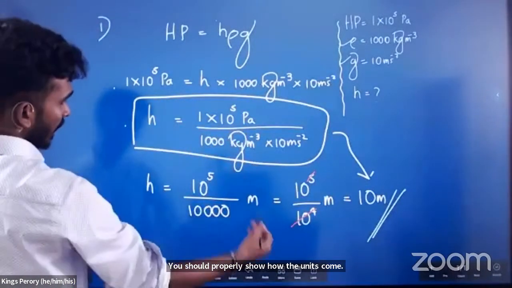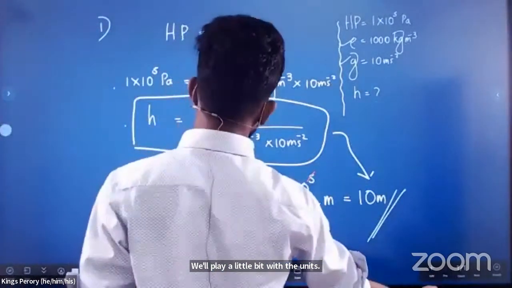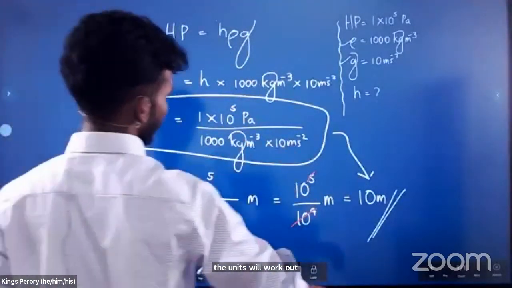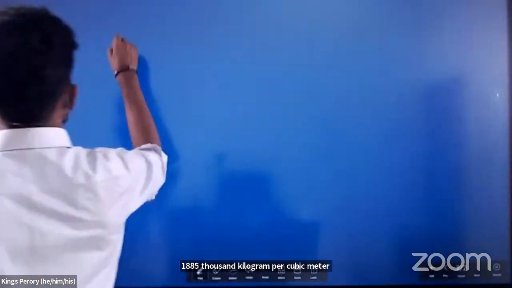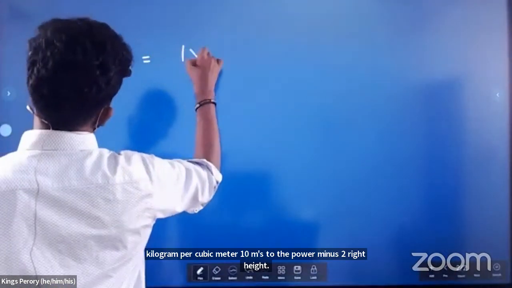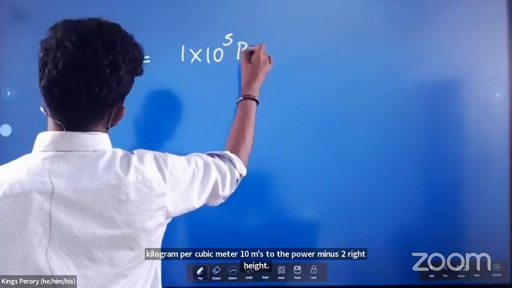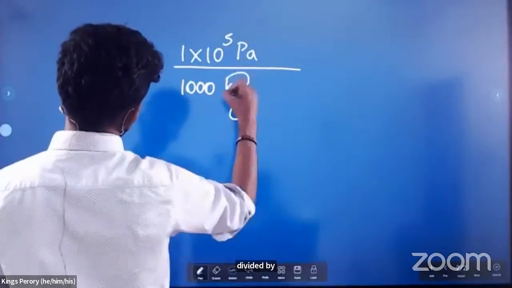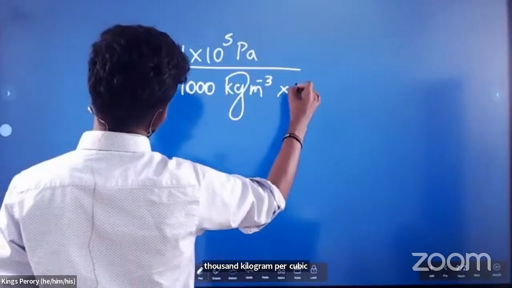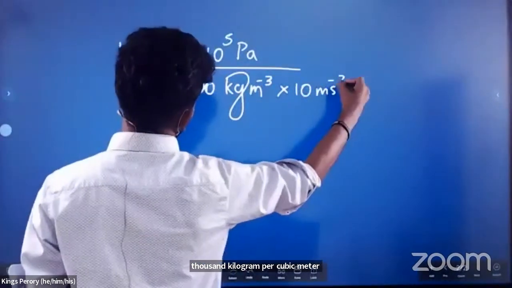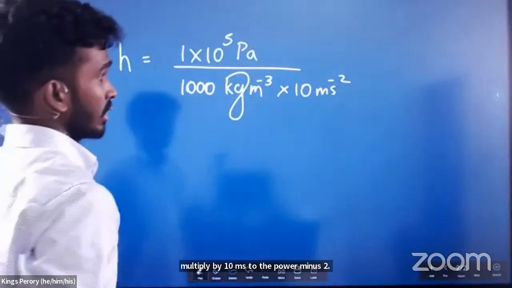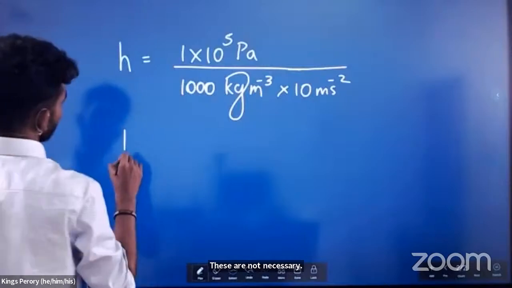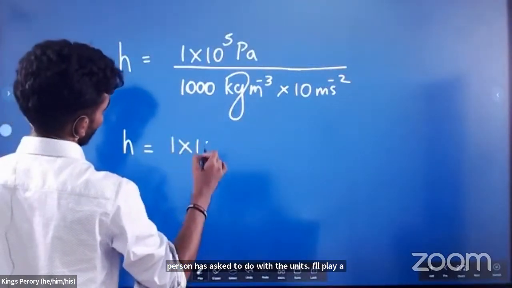Now from here I ignore the units, and when we do not ignore the units it will work out. H is equal to 1 into 10 to the power 5 Pascal divided by 1000 kilogram per cubic meter multiplied by 10 m s to the power minus 2. These are not necessary, but as the person has asked to do it with the units, I'll play a little bit with the units. H is equal to 1 into 10 to the power 5 Pascal.